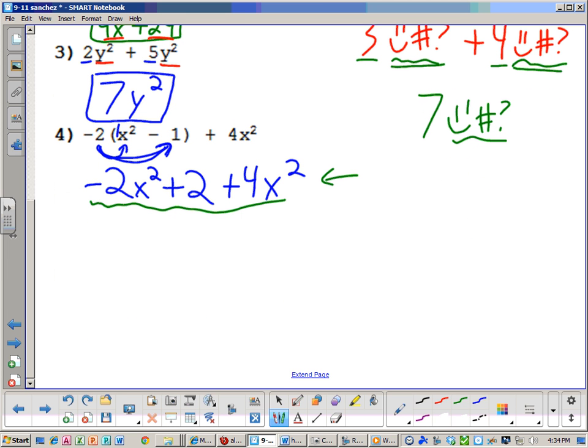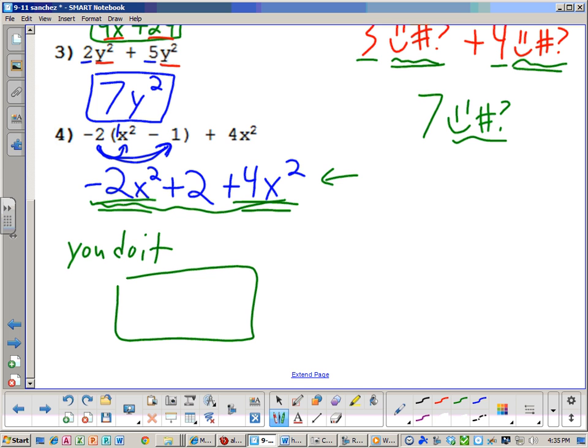What you could do is combine like terms. I could combine the x squares, right? What is a negative 2x squared combined with a positive 4x squared? Check it out. You do it, all right? And then just write your answer. Whatever it is, it's going to be something plus 2, right? So what goes here? Whatever it is, it's because of these two combined. What is negative 2x squared plus 4x squared? Write it right here, okay?